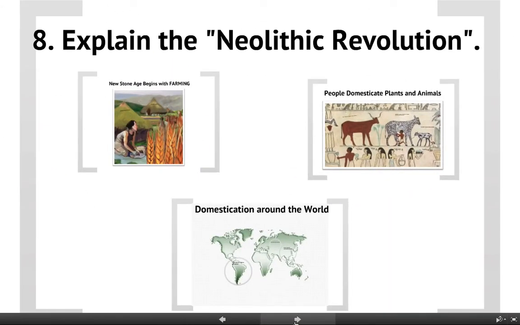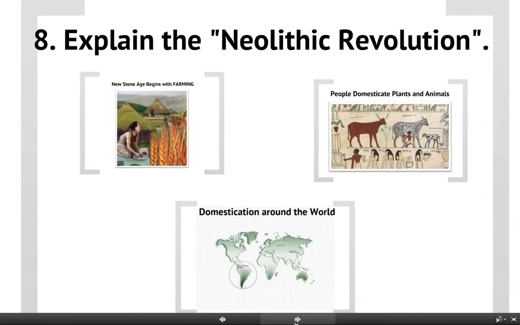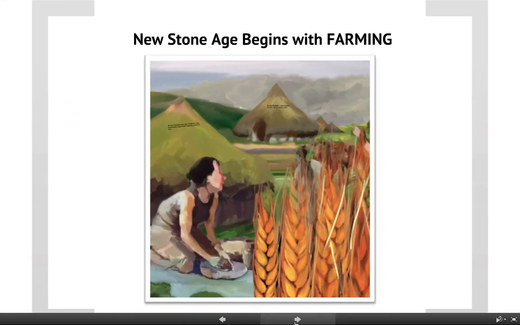All right, so now to look at the Neolithic Revolution itself. So we said Neolithic means the new Stone Age, so what happened in the new Stone Age that made it different from the old Stone Age? So that thing that happened is that the new Stone Age begins with farming. It's when humans first learned how to farm.